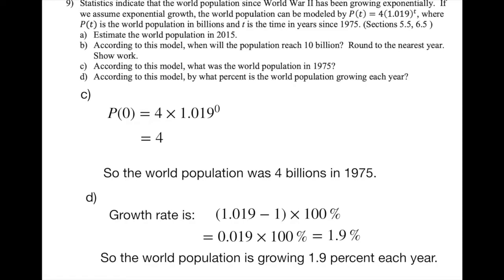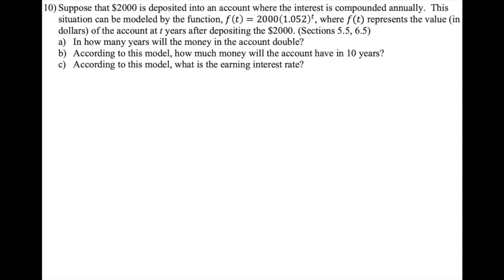That's part D. Number 10, very similar question. You have $2,000 and then the money can be modeled by this exponential function here. For part A, they want to ask you, in how many years will the money in your account double? So initially you have 2,000. Double that means it's 4,000. So that means if f of t is 4,000, what is the t?